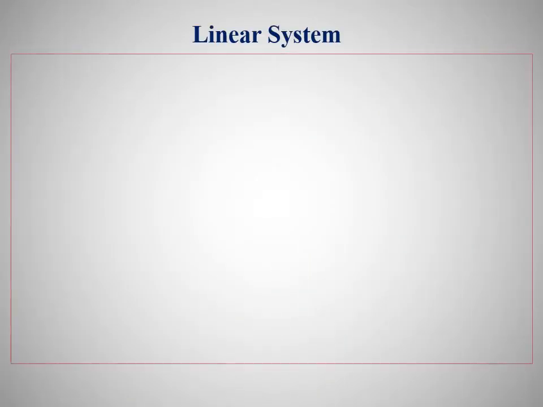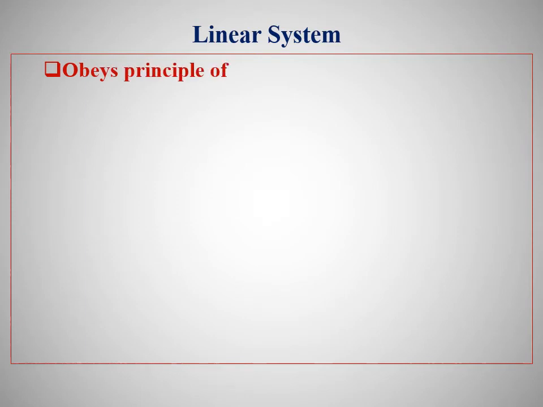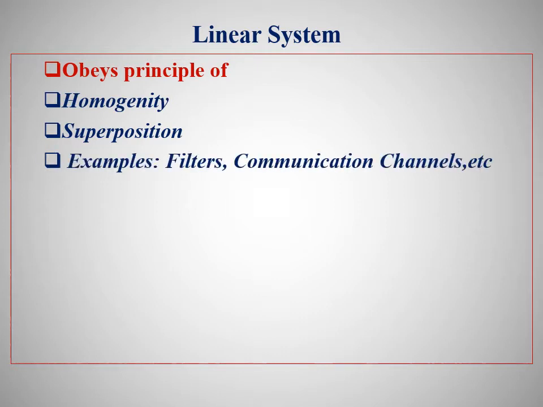What is a linear system? A linear system obeys the principle of superposition and homogeneity. Examples of linear systems are filters, communication channels, etc.